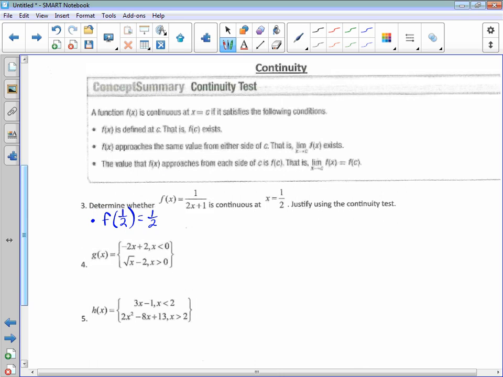You'd still have to prove it with the continuity test, but you should know yes or no it's continuous going into it. All right, so f of 1/2 equals 1/2. That means f of 1/2 exists. Okay, so that's bullet 1. Then the second one here. The limit of the function as x approaches 1/2.